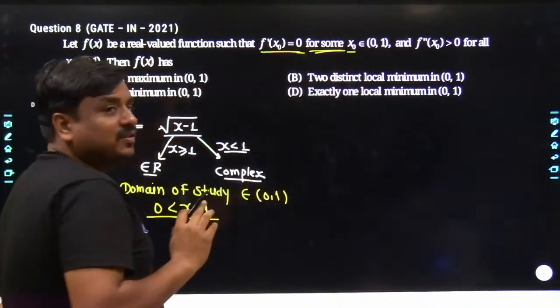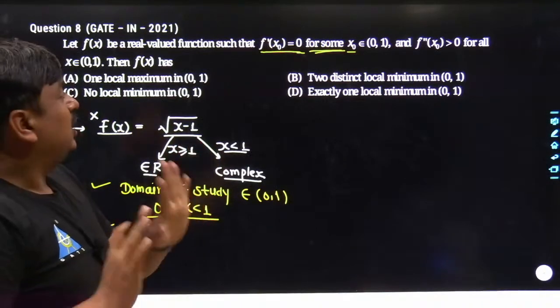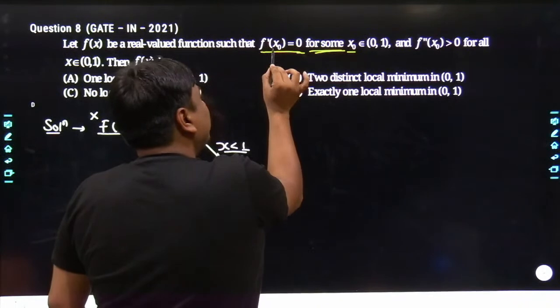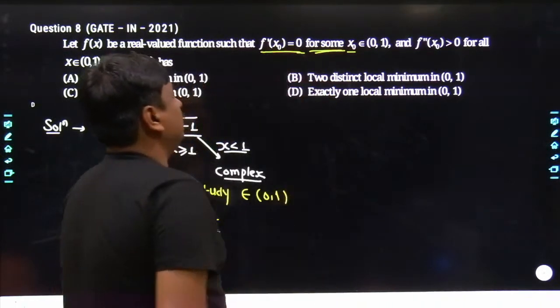What does that mean by the sum? That means it can be 1, it can be 2, it can be 3. That means in between 0, 1, you have maybe 1 number of x naught, or 2 number of x naught, or 3 number of x naught, which satisfies this requirement.